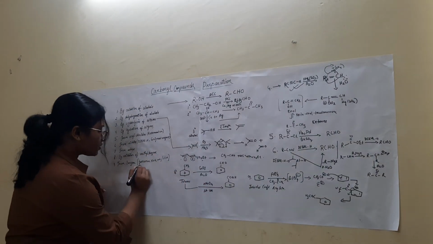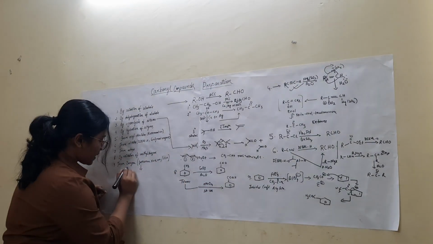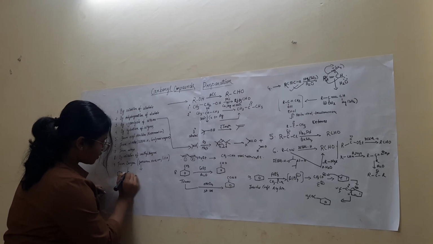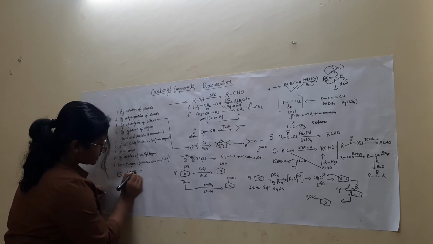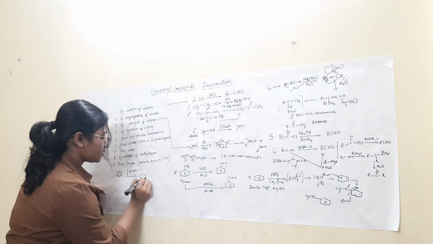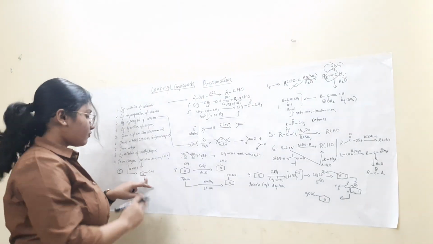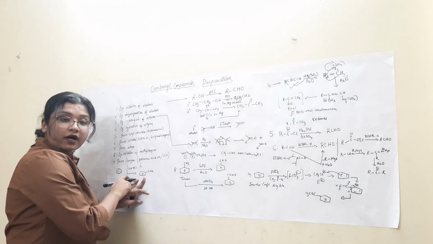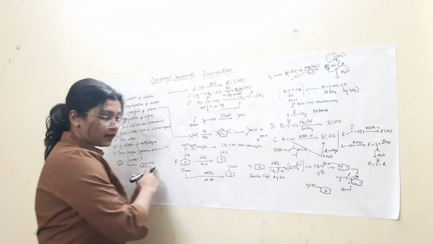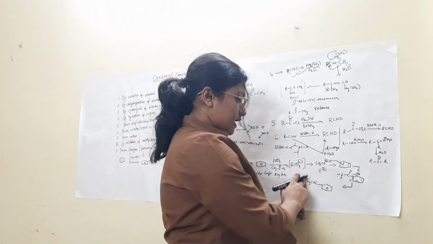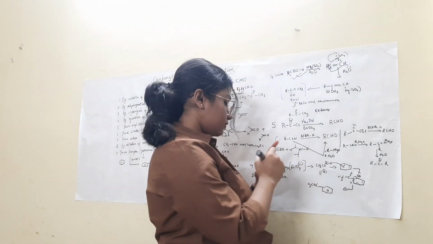And from Gattermann-Koch reaction, from benzene we use CO plus HCl and we get an aldehyde. So here we form a carbonyl compound that has this aldehyde, and from this we form a carbonyl compound attached to the benzene ring. It is a ketone.